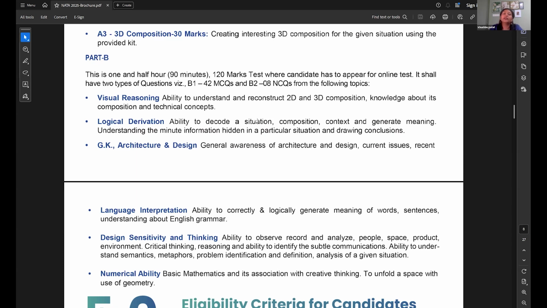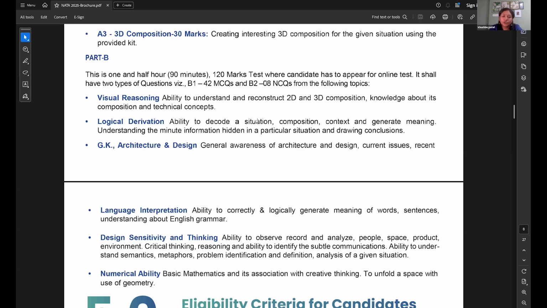Okay. This section is going to look into the basic chapters as covered earlier: visual reasoning, logical derivation, GK architecture and design, language interpretation, design sensitivity and thinking, and numerical ability. This section has remained the same as last year, and we have an idea what each of these categories talks about. With visual reasoning, they are looking into 2D and 3D composition understanding, which could be about three-dimensional geometrical forms, their plans, sections, different kinds of views, its technical concept, basically.